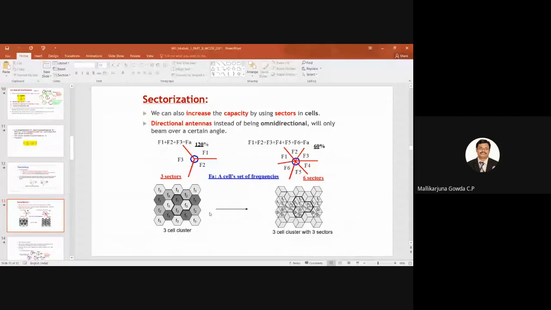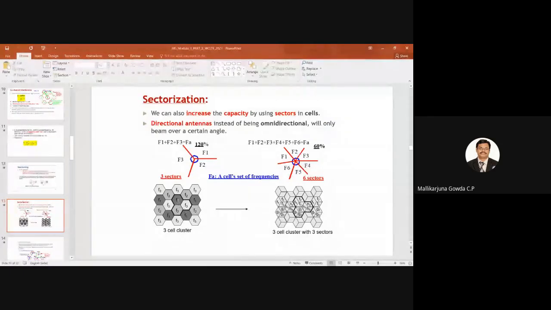Here I have shown the 120-degree sectoring: F1, F2, F3, three sectors. And here I have shown another with the 60-degree sectoring, that is with six sectors: F1, F2, F3, F4, F5, F6, each with 60 degrees. This is how it looks.